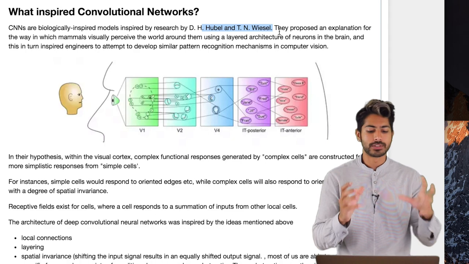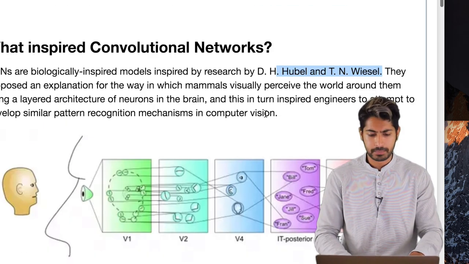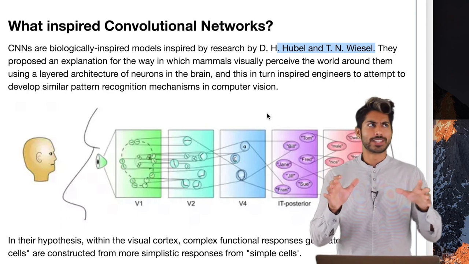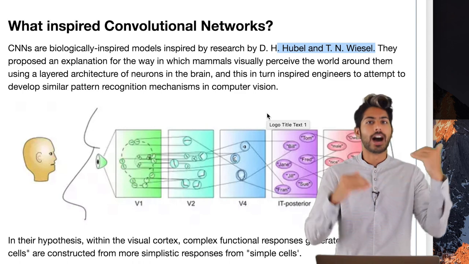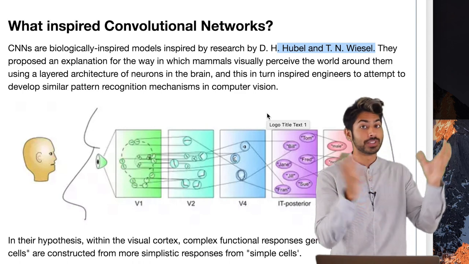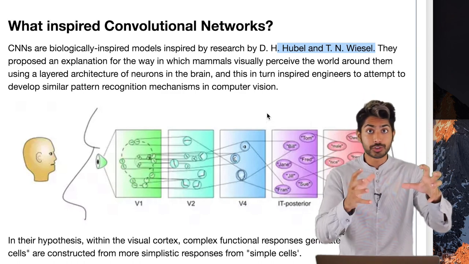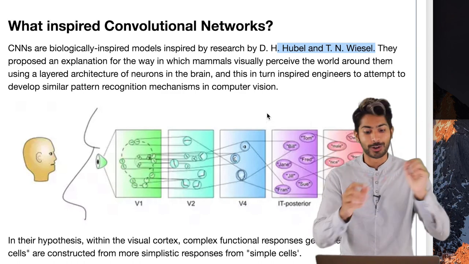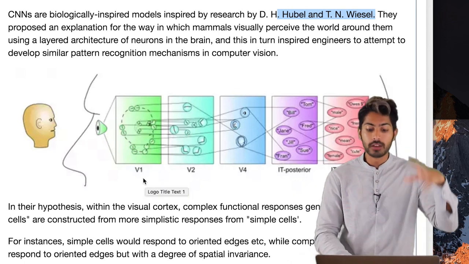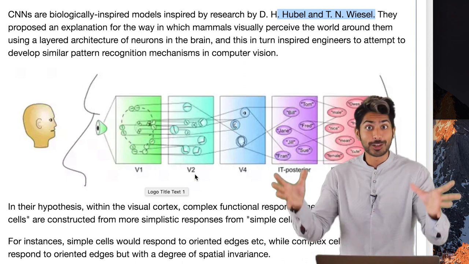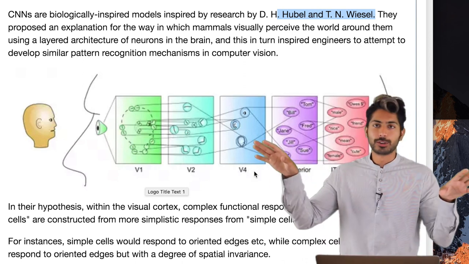And here's a great image of it. Let me make it a lot bigger. The idea they had was that mammals all see in a very similar way, and that way is hierarchical. You have a collection of cells, these cells are neurons, and these cells cluster, and these clusters represent different features that are learned. In terms of neuroscience, they call these clusters V1, V2, IT, posterior, all this neuroscience terminology.